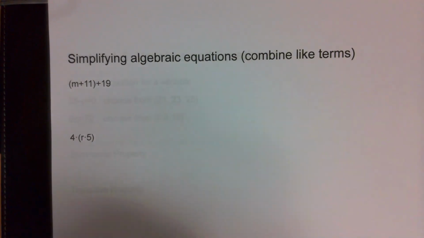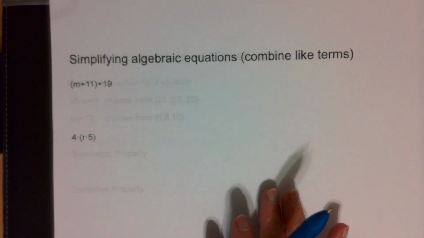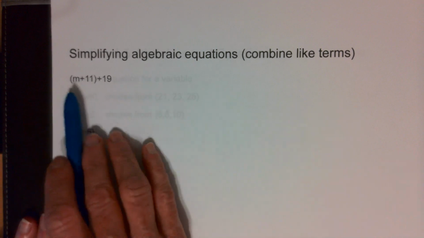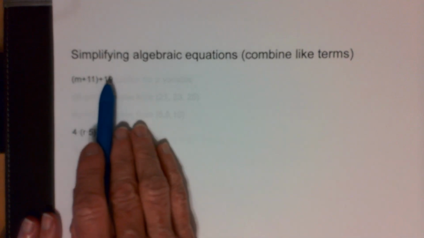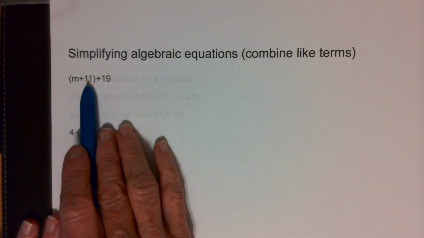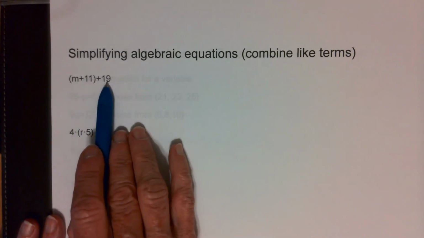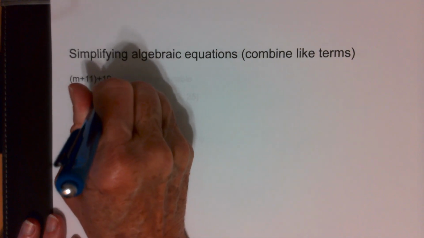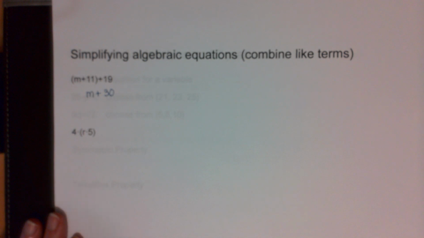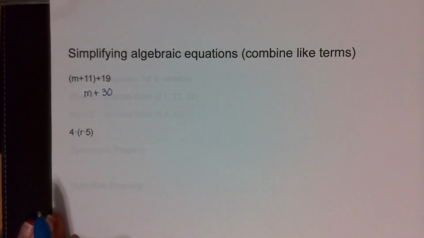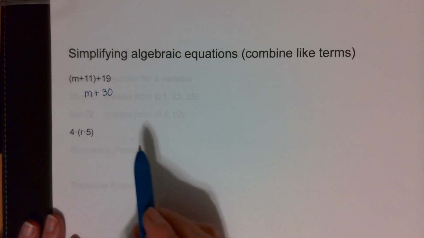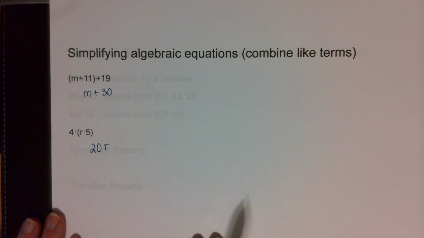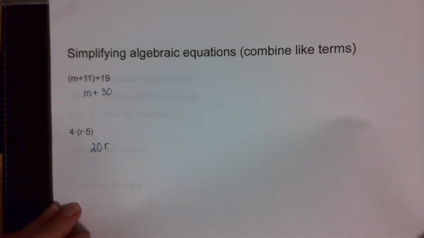All right, the other thing you have to do is be able to simplify algebraic expressions by adding like terms together. So I have an m plus an 11 plus a 19. So I can combine my 11 and 19. I can't do anything with the m. I don't have anything that is like the m. So I have m plus 30. Down here, I can multiply the 4 and the 5 together, which is going to give me a 20 times r. Can't do anything else with that r except put it right there.